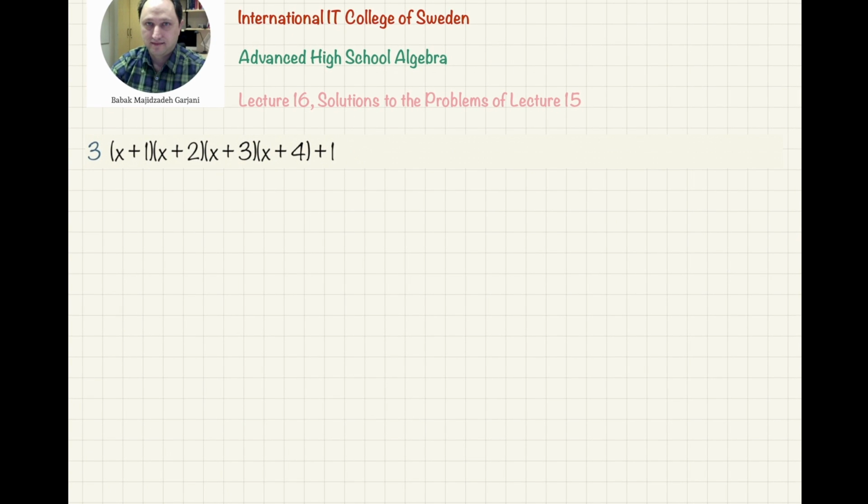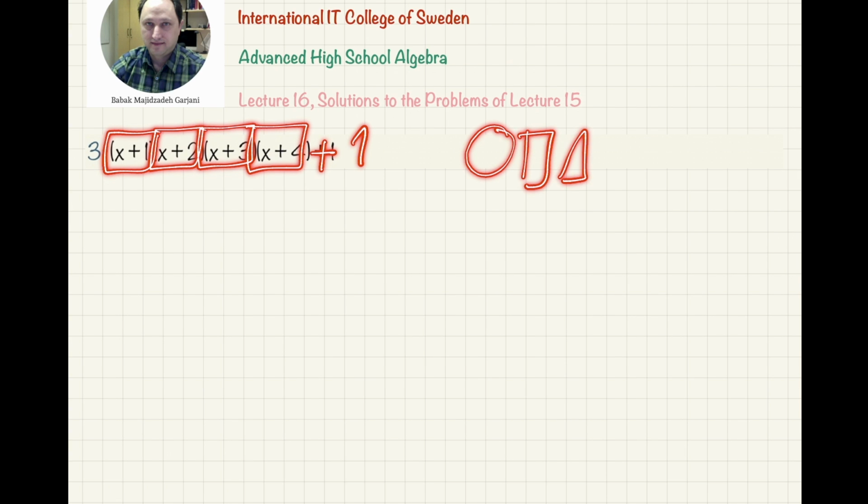Here we are supposed to factorize that. First of all, let me mention, don't think that this is in factorized form. Yes, of course, this part is a product, but then it is added to some number. So I have a product of 4 terms, and then I have plus 1. So in total, it is not in the factorized form.